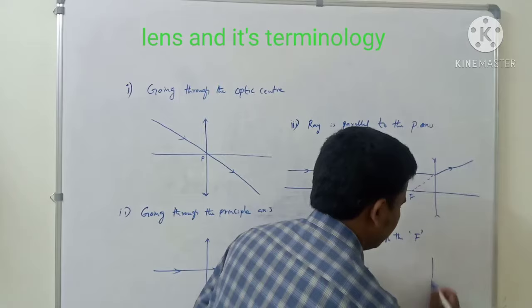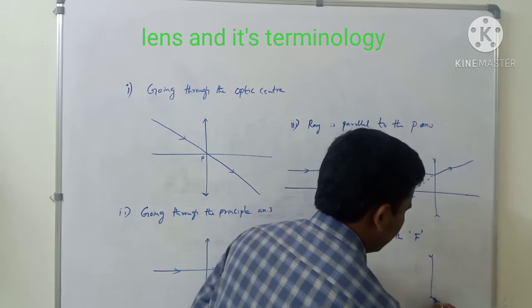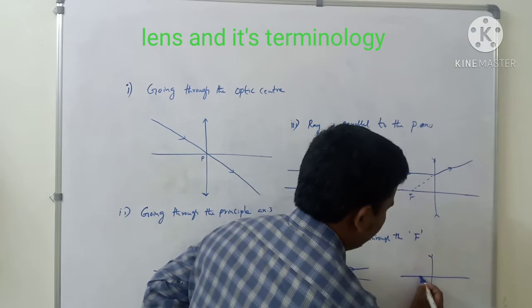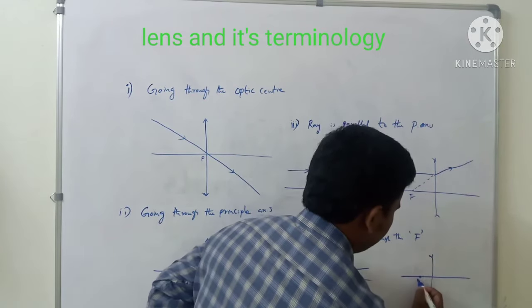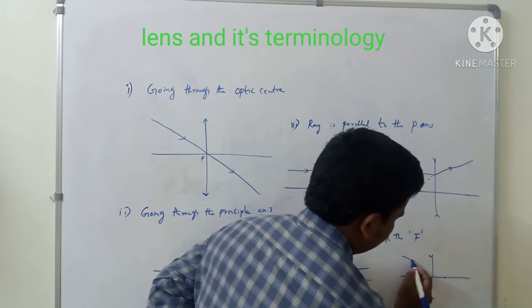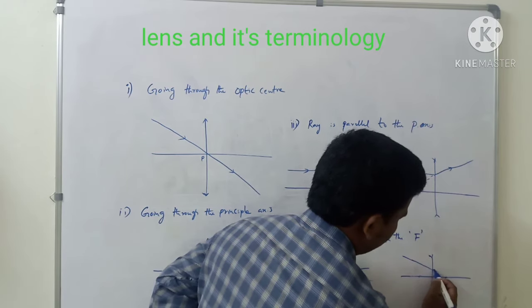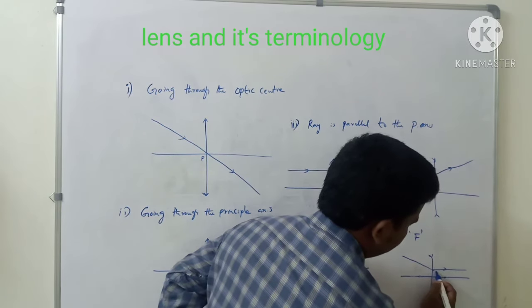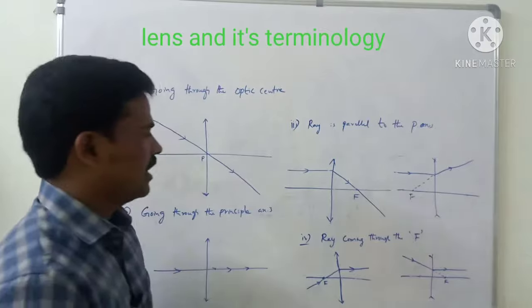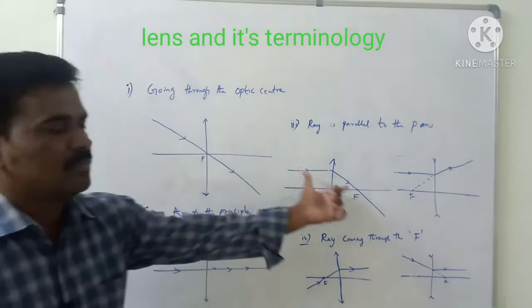Here, for the concave lens, it is a little bit different. Here, the ray which seems to be coming to the focus goes parallel. So you must remember these 4 types of rays.